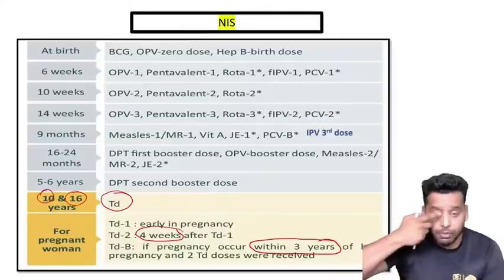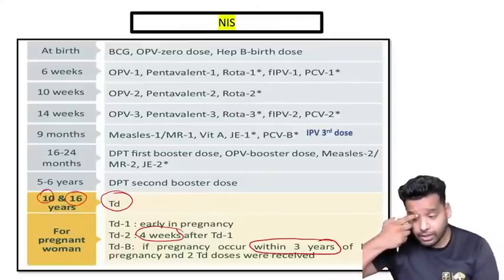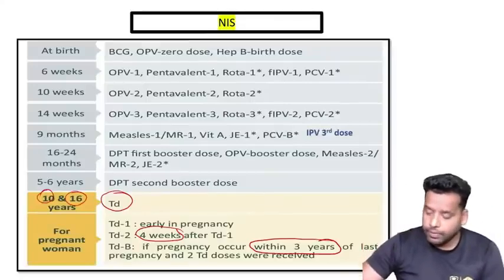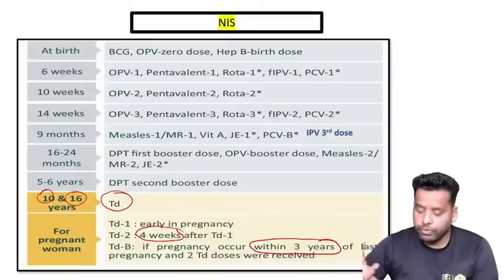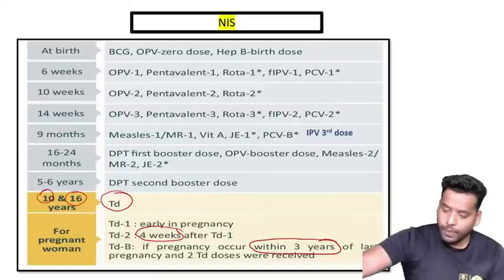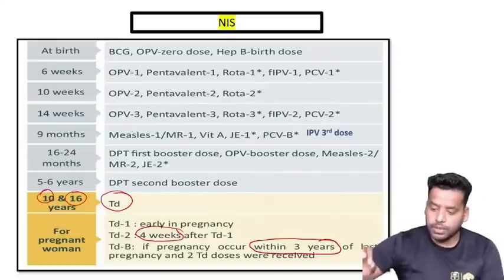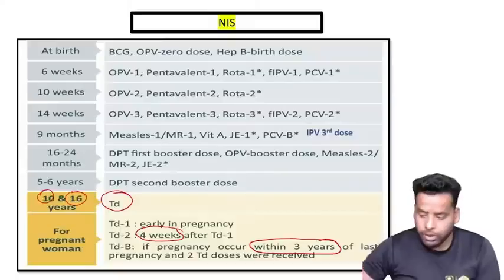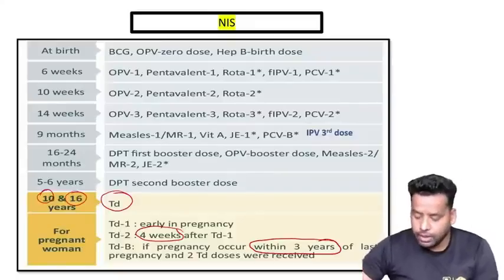If the pregnant woman is coming with a 5-year-old male child, next question. What will you do? If the pregnant woman is coming with a 5-year-old male child, what will you do? 2 doses again. 2 doses. Yes, good. TD. 2 doses.